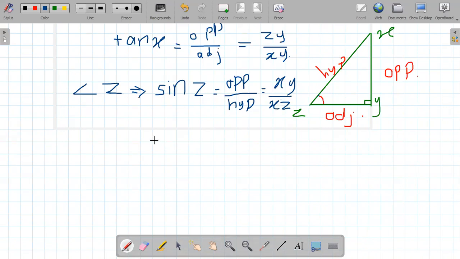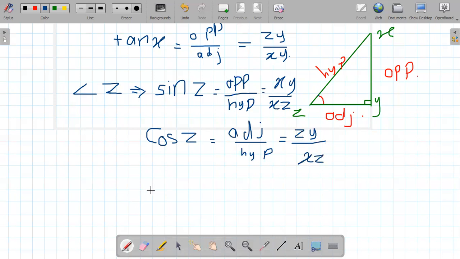Okay. After that, the second one. Cosine Z equals what? Adjacent over hypotenuse. Excellent. Equals ZY over XZ. Okay. Tan Z equals what over what? Opposite over adjacent. Equals XY over ZY.